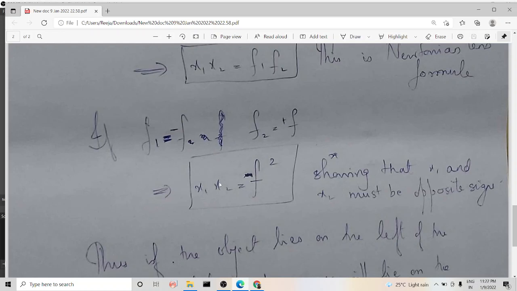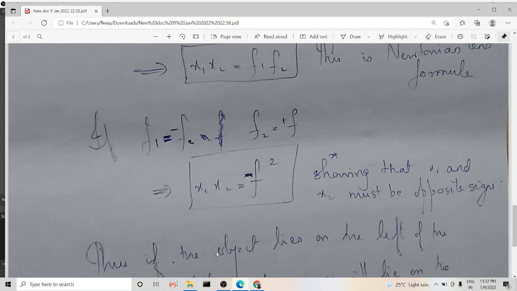This happens when you consider the first focal length and second focal length to be equal in magnitude. But when you apply sign convention, they are on either side of the lens. So one is minus, the other one is plus. So you get the equation x1 x2 equal to minus f square. It is not cancelled, there is a minus sign here. We can also write it as f square is equal to minus x1 into x2. This shows that x1 and x2 must have opposite signs.